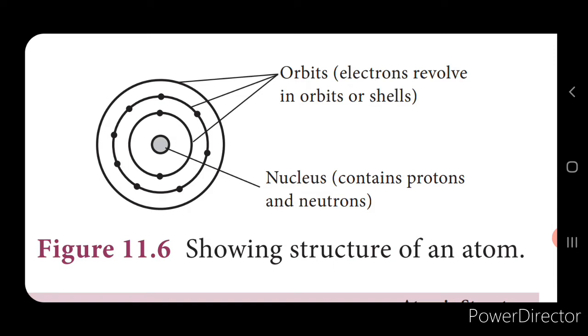When you talk about the charges, it is said that the atom is neutral because the number of protons and the number of electrons revolving around the nucleus are equal. So the atom on the whole is neutral.